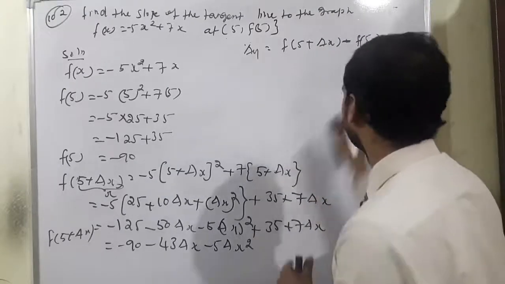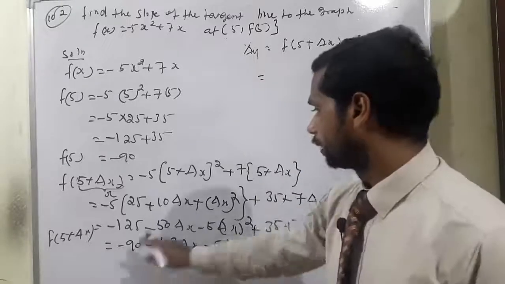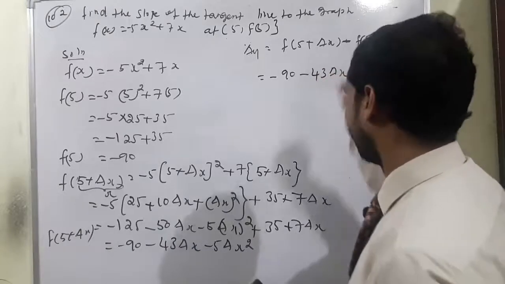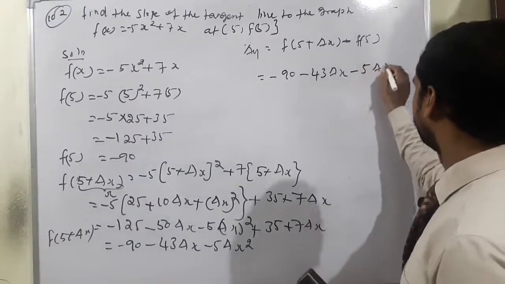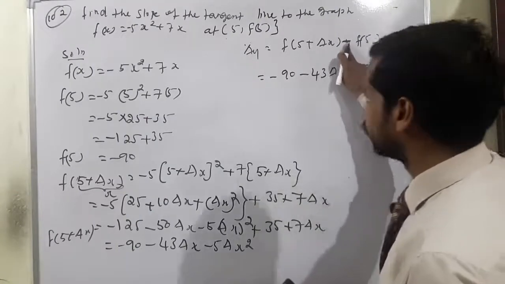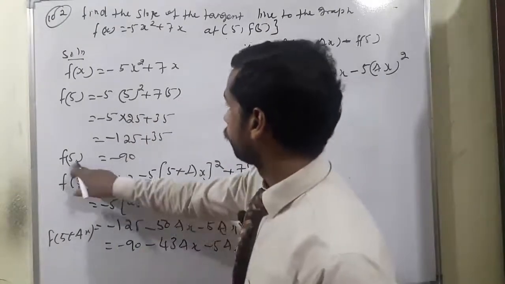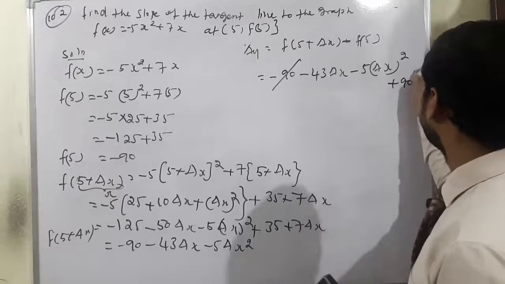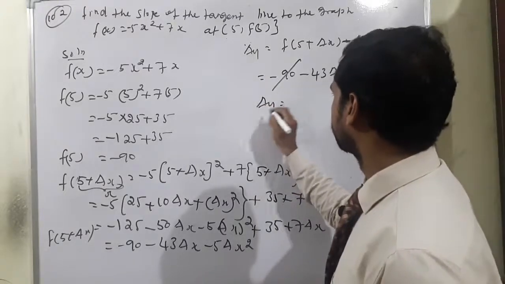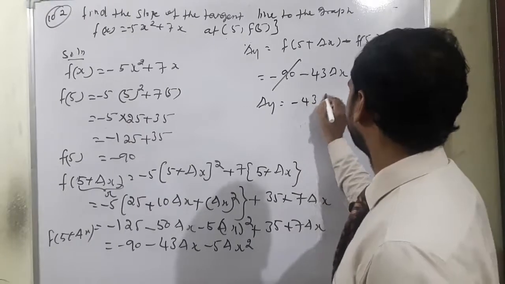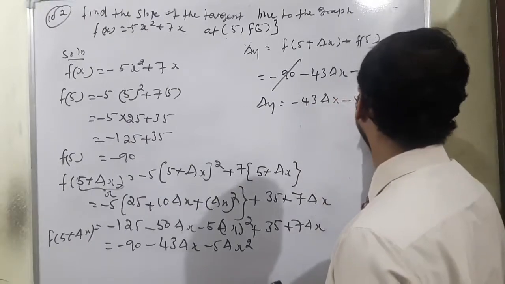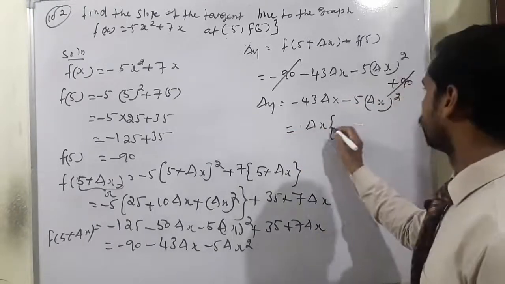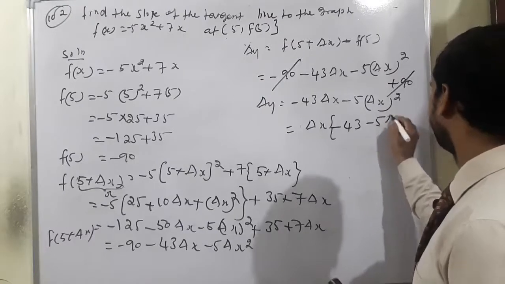Now f of 5 plus del x, what is the answer? Minus 90 minus 43 del x, then minus 5 del x the whole square. Next one, minus term is there. So minus means what will happen? Already f of 5 is equal to minus 90. Therefore minus into 90, plus minus 90 plus 90 cancel. Now we can say this is called del y. Del y is equal to minus 43 del x minus 5 del x the whole square. Again del x take common outside, so minus 43 minus 5 del x.